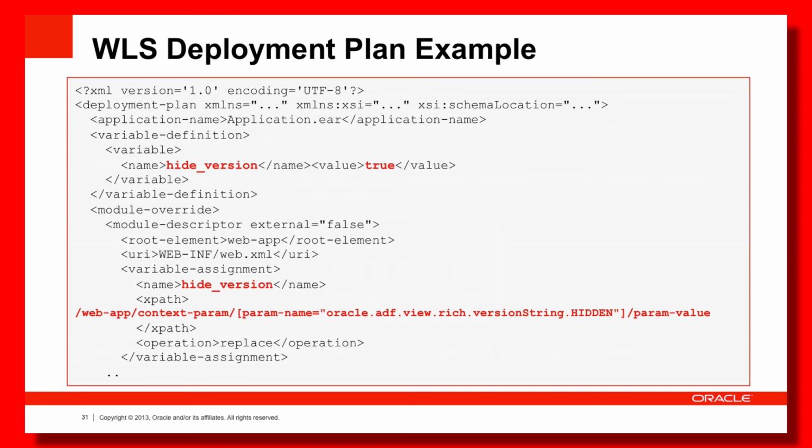So via the module override, module descriptor URI here pointing at the web XML file, you can see that basically with an XPath query, web-app/context-param name equals oracle.adfui.rich.versionstring.hidden, param-value, we're turning that into a variable called hide version. And then that variable up above, we're saying, well, hide version, what we want you to do when applying this WebLogic server deployment plan is set it to true.